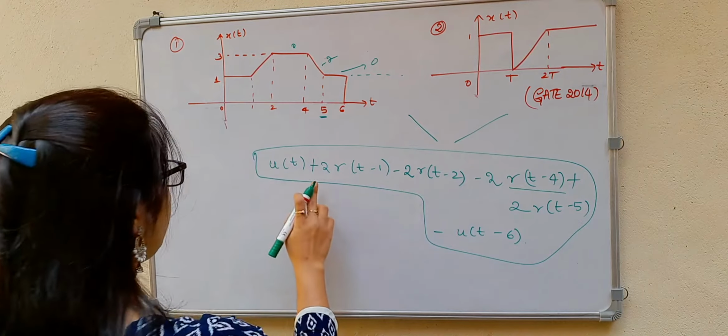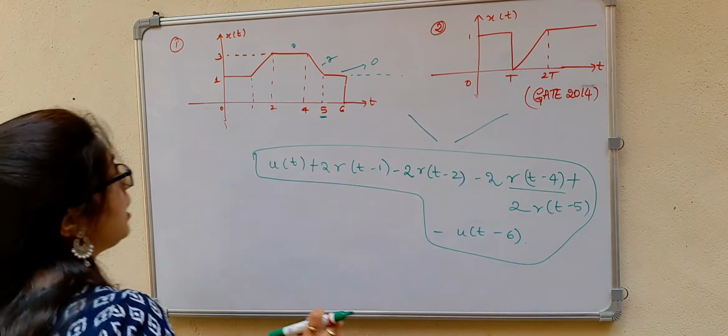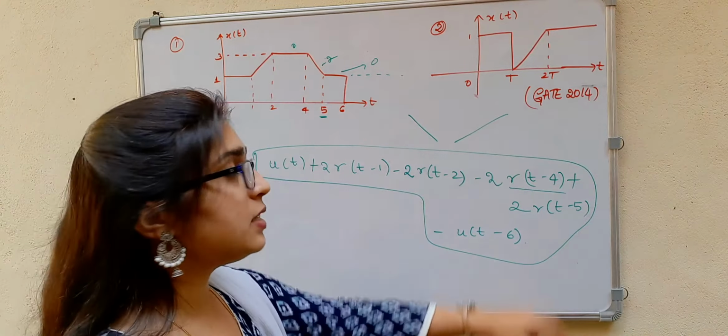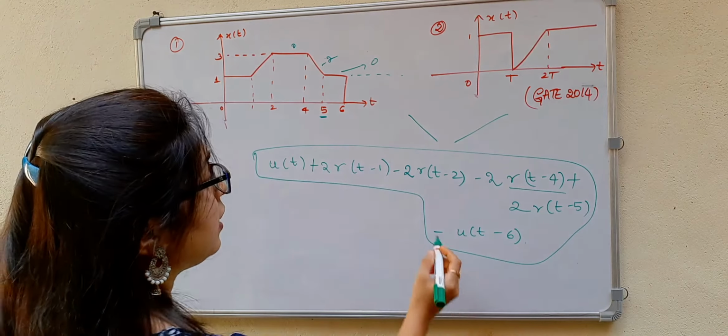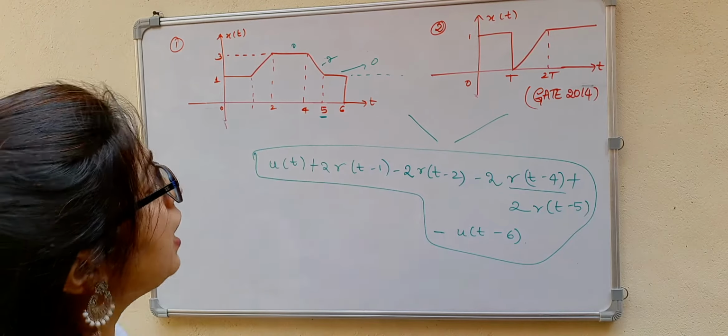So this one will be your answer: u of t plus 2 r of t minus 1 minus 2 r of t minus 2, then minus 2 r of t minus 4, plus 2 r of t minus 5, then minus u of t minus 6. So this one will be the answer.